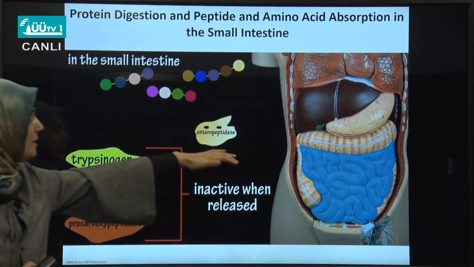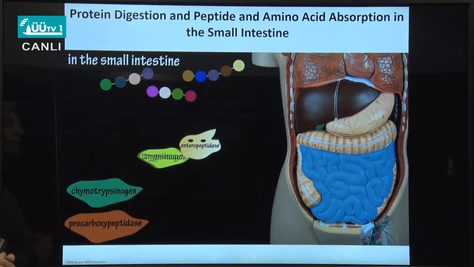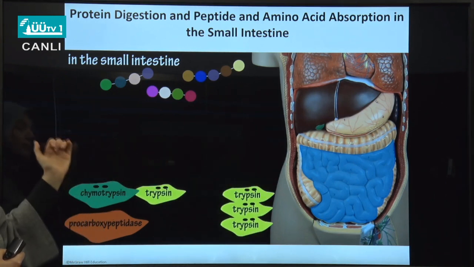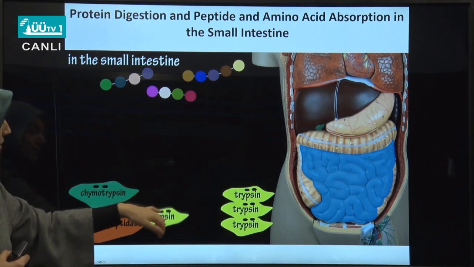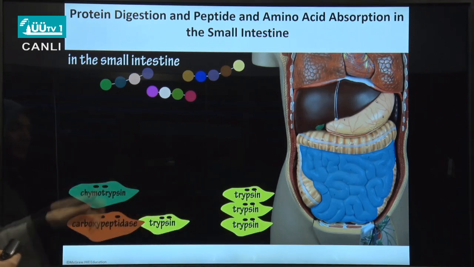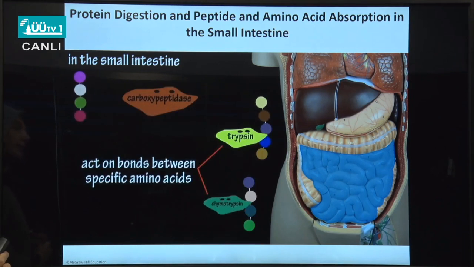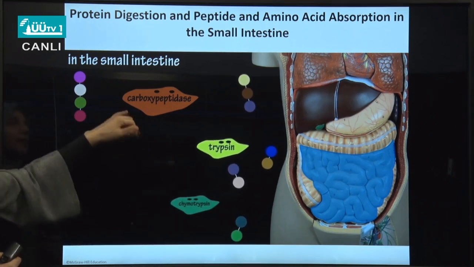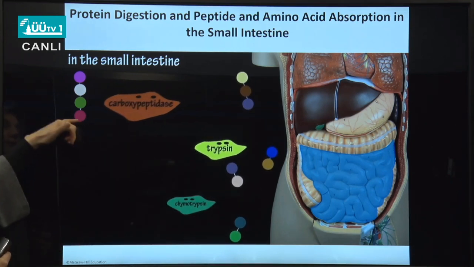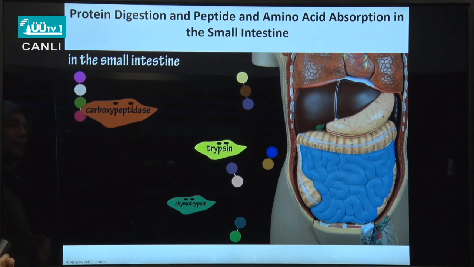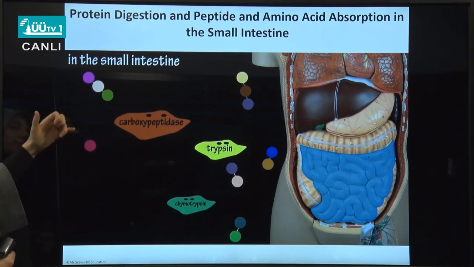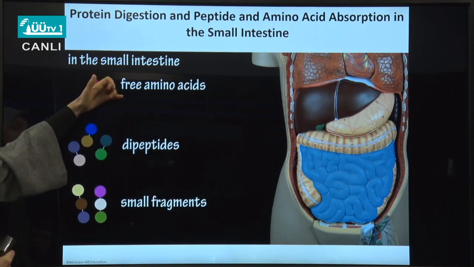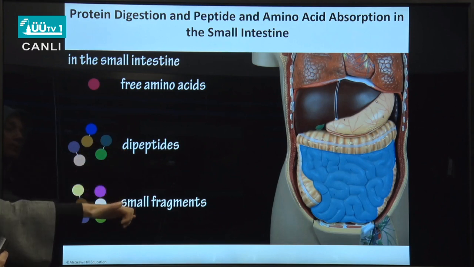by the enteropeptidase enzyme. The enteropeptidase enzyme converts the trypsinogen into trypsin, and trypsin then activates other inactive enzymes. Then trypsin and chymotrypsin break the internal bonds, and carboxypeptidase breaks the end amino acid, the bond between the last amino acid and the previous one. And at the end, we have free amino acids, dipeptides, and small fragments.